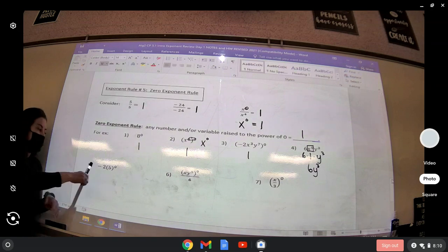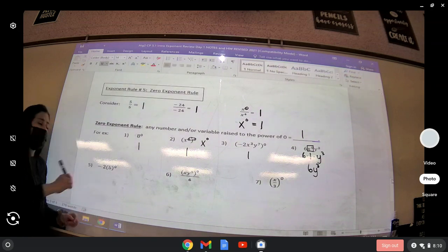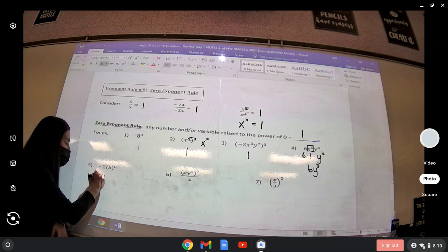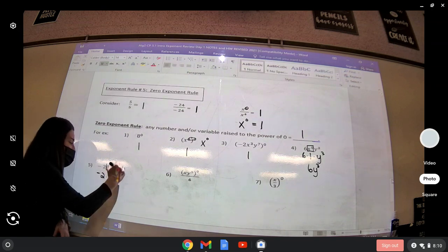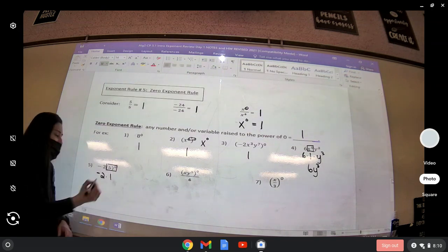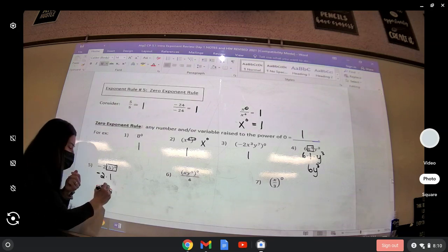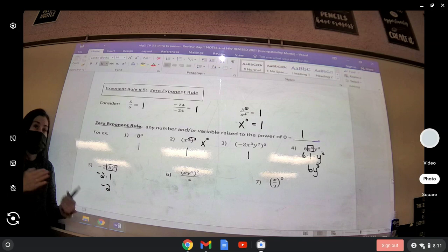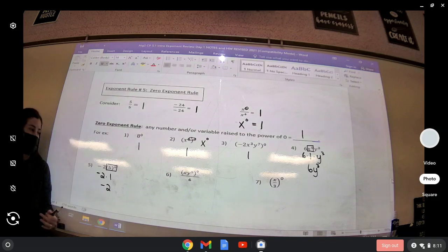All right, look at this example. -2 times 5 to the power of 0. That 0 is only on the 5. And PEMDAS says do exponents before you multiply. So this would be -2 times 5 to the power of 0 is 1. -2 times 1 is -2. Whatever the 0 is on is gone. Only -2 is left.